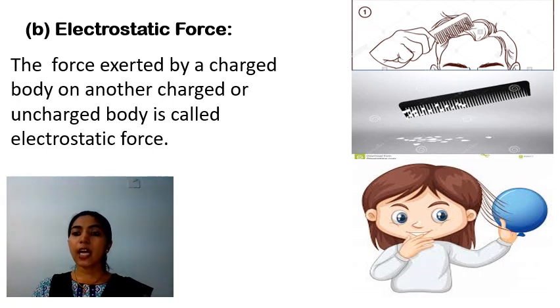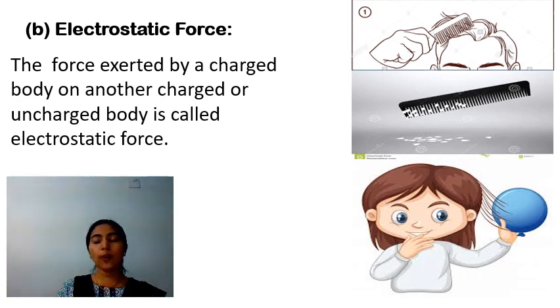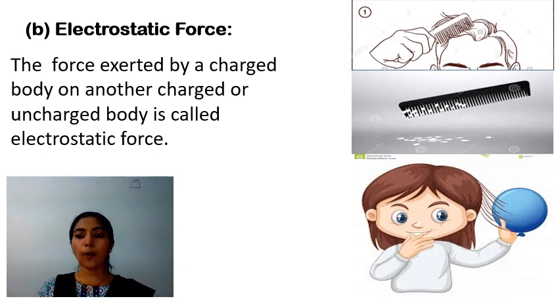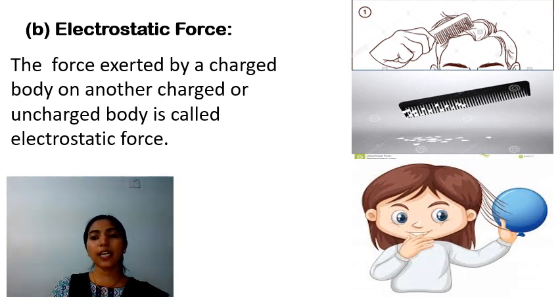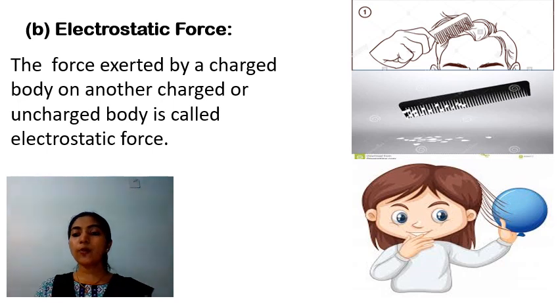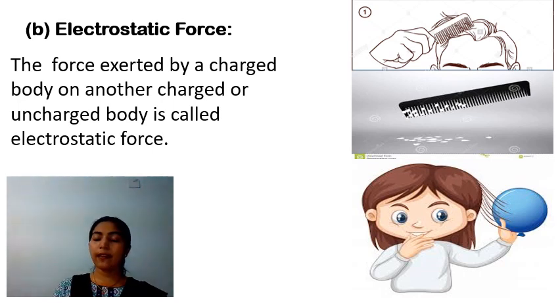Once you keep that charged comb near small pieces of paper, what will happen? The paper will get attracted to the comb. So here the comb is the charged object and the paper is the uncharged object. You might have experienced that whenever you keep a balloon near your hair, the hair gets attracted toward the balloon. So the balloon is the charged object there and the hair is the uncharged object.